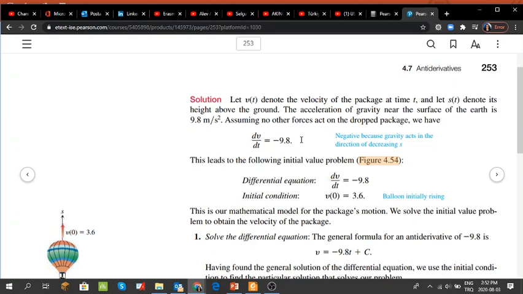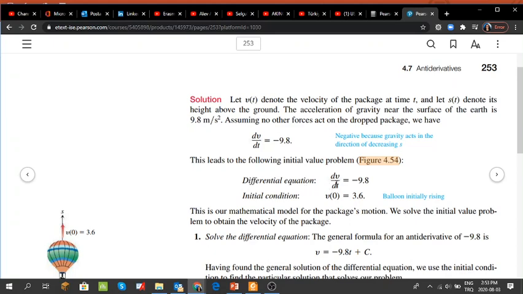And of course we are assuming that no other forces are affecting the situation. Then what is the acceleration? Acceleration is dv/dt. dv/dt is equal to negative 9.8, and we have this equation, and then we have the initial condition. This is a differential equation.